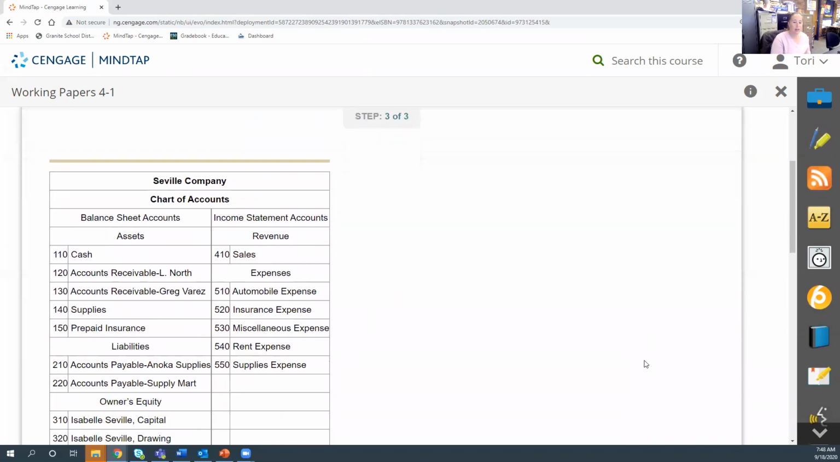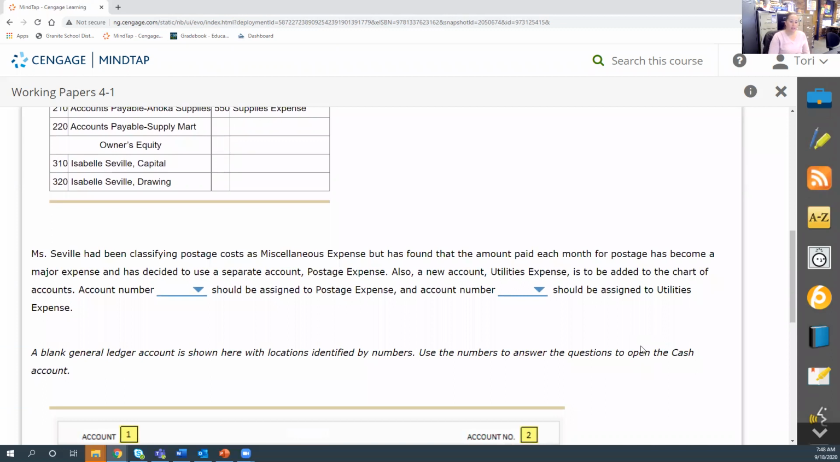The next step is when we have a new account. So it talks about this, Miss Seville has classified a postage cost as a miscellaneous expense. Sorry, let me go back on this. She has found out the amount has become more major, so she has decided to separate and have it an actual postage expense. There we go. Also, a new account called utilities expense. This is going to be added to the chart of accounts.